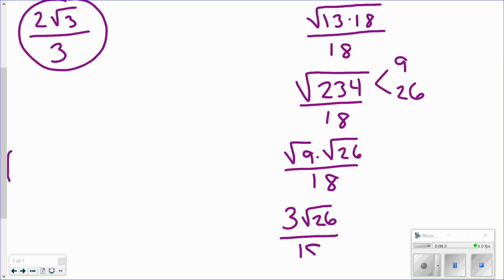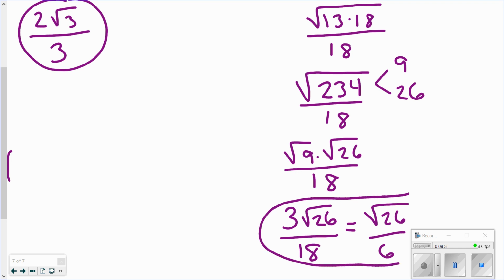Divide that by 18. Now, this can be your answer. I'd accept that, but we do know that 3 does go into 18. So this is the same as the square root of 26 divided by 6. So either one of these I'd accept as my answer.